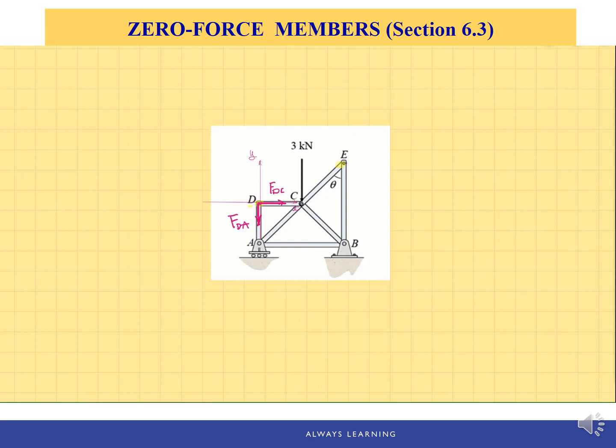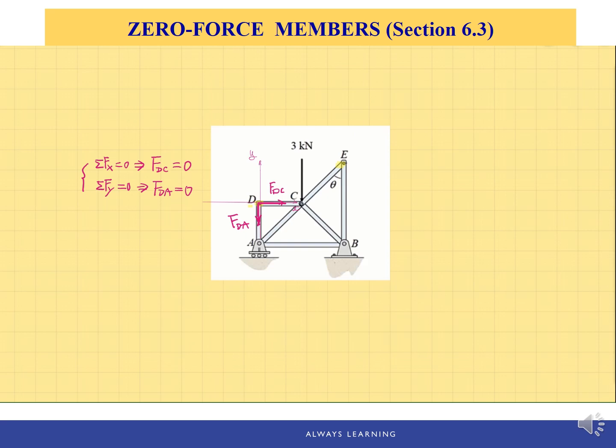Now use the equilibrium equations: sum of Fx equals 0 and sum of Fy equals 0. Along the x direction there's only one force, which means FDC must be 0. And along the y direction, there's only one force as well, which is FDA. So both of the forces are 0. That means there's no force developed in the members DC and DA.